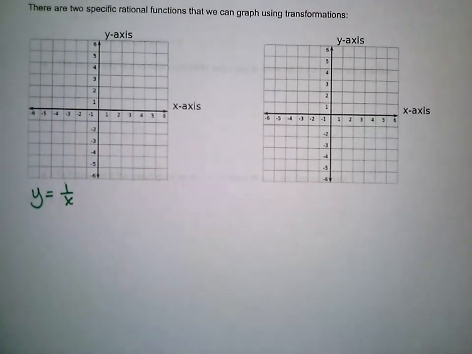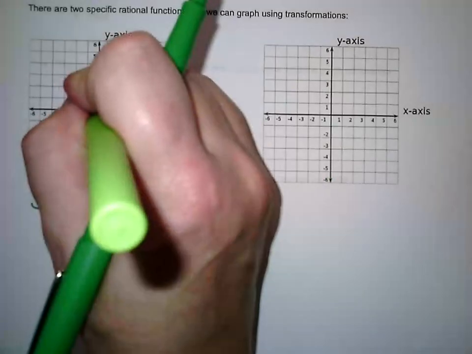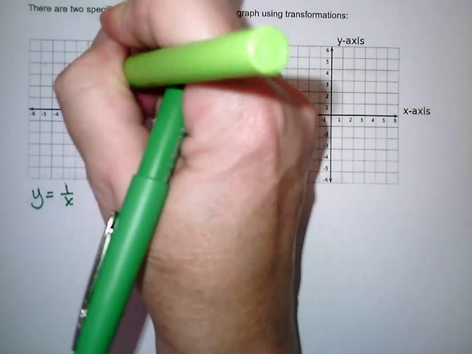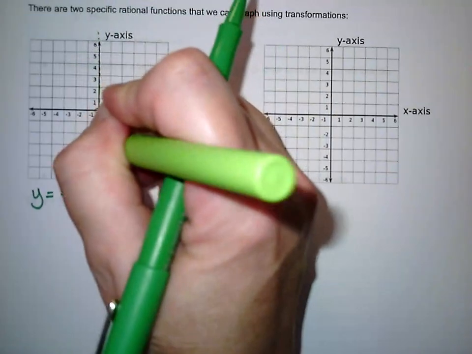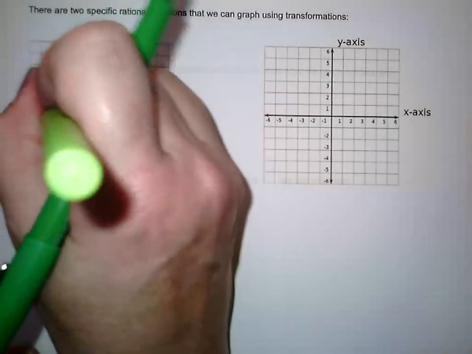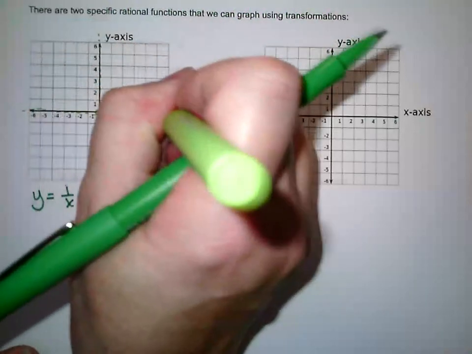It's the one that has the force fields coming out of that black hole at 0, 0. So it had the black hole at 0, 0, and then it has a vertical asymptote coming out of the black hole and a horizontal asymptote also.